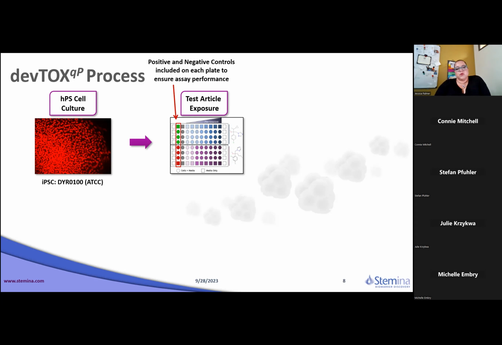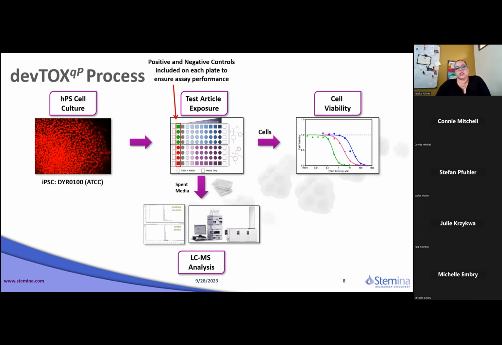And we'll expose the cells for 48 hours with daily media changes. So we'll add the treatment, and then at 24 hours we'll replace that media with new treatment, and then collect it. And then we'll take that spent media and remove all of the proteins and do a targeted LC-MS analysis for ornithine and cystine.